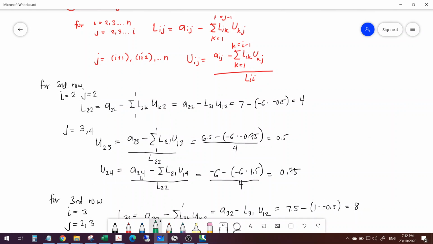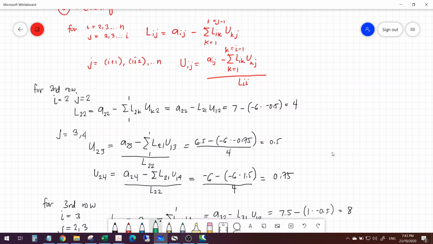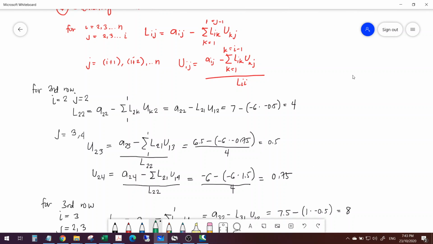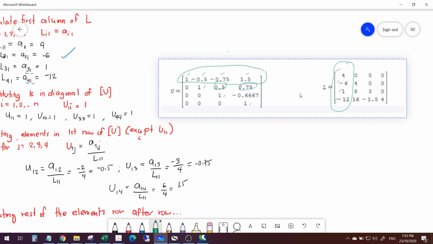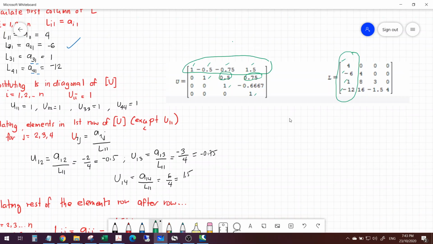How about U24? Using this formula, U24 is equal to A24 minus summation of L21 U14 over L22. Then get the values of this in our A, L, and U matrix. Substitute that, you will have U24 is equal to 0.75. So remember 4, 0.5, 0.75. So we're done with the second row. So next is the third row.